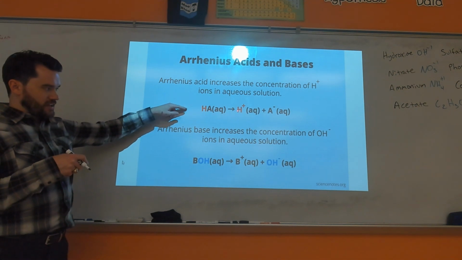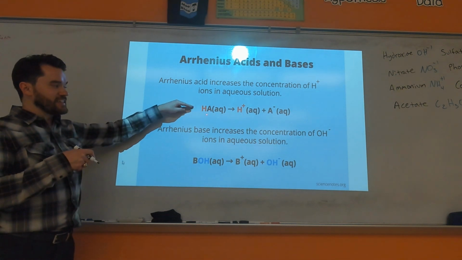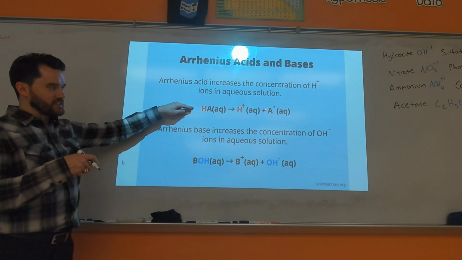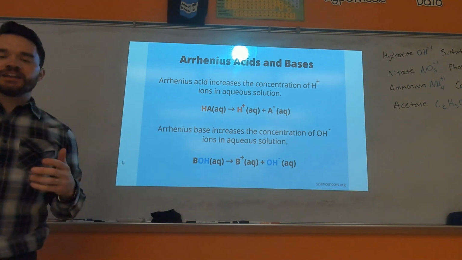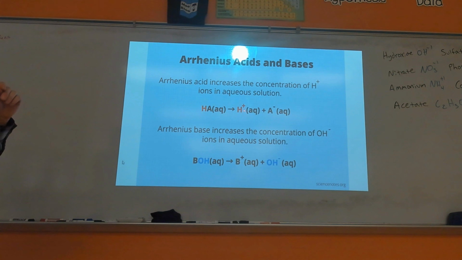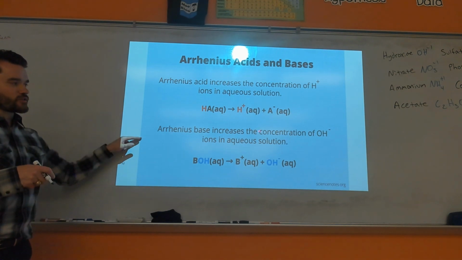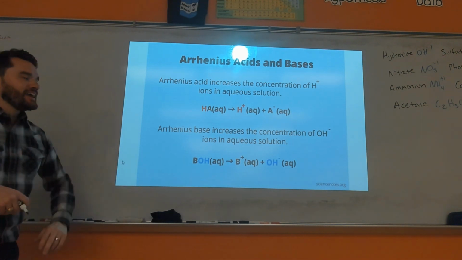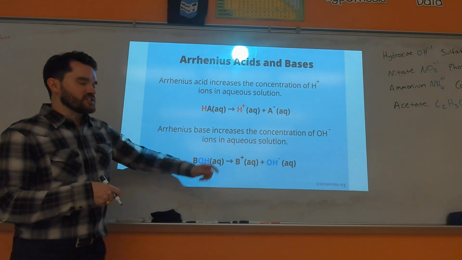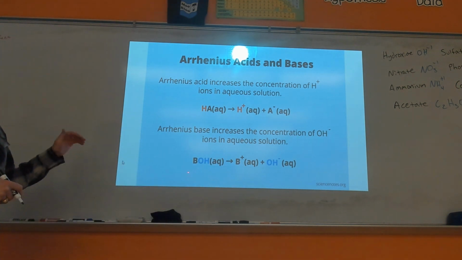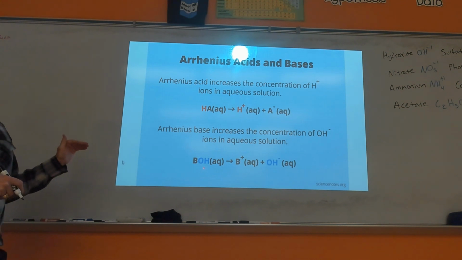HA will break apart into, so an Arrhenius acid is anything that will break apart into H plus, and then A minus would just be any sort of anion. So it breaks apart into not just any cation, but specifically the H plus cation. Okay? And then the Arrhenius base would be anything that would increase the concentration of OH minus in an aqueous solution. Remember, aqueous means dissolved in water. Okay? So here would be BOH. This would be just your generic base, and it breaks apart into a cation and then the OH minus.